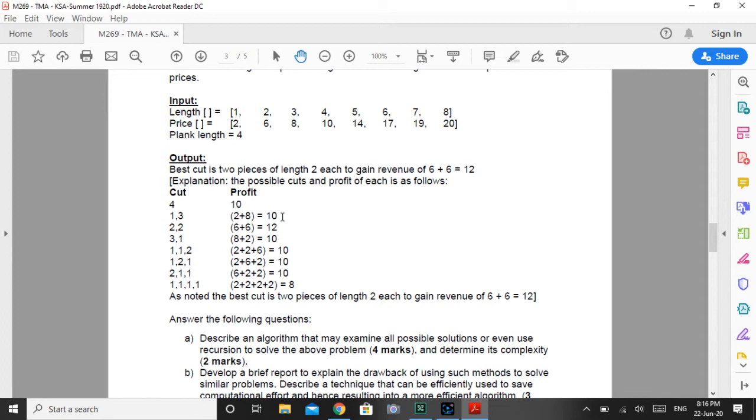I can cut it into 2 pieces, each one 2, 2. I can get 12. I can cut it into 3 and 1, 10. Or into 3 pieces: 1, 1, 2, or 1, 2, 1, or 2, 1, 1, or 1, 1, 1, 1. But if you look at the calculation of the profits, you will find that the best cut is to cut it into 2 pieces, each one of size 2. So I can get $12 instead of 10 or 8. Is the explanation clear?